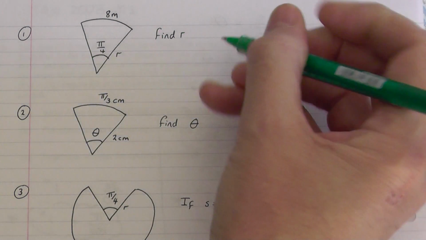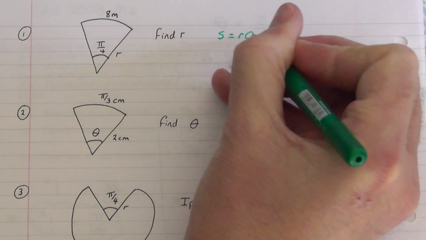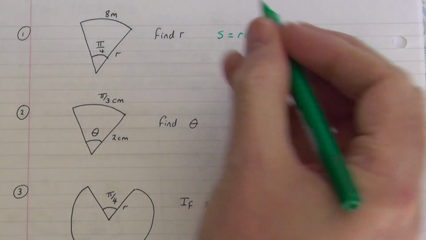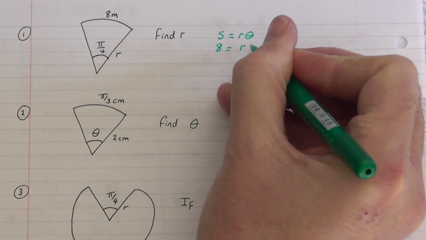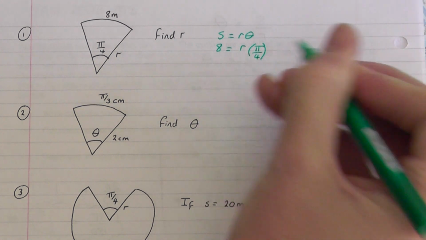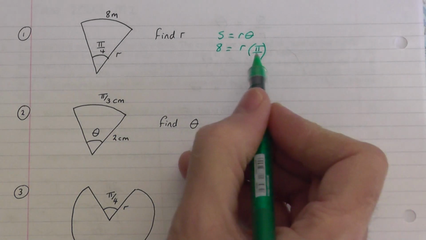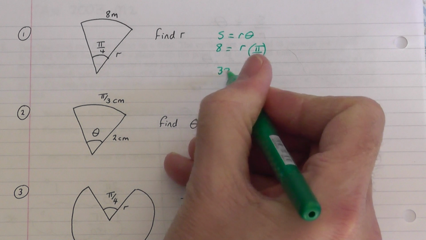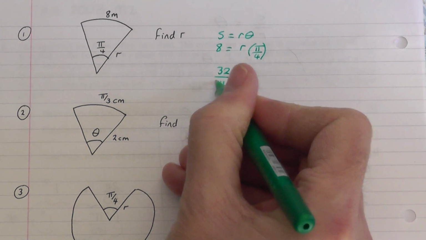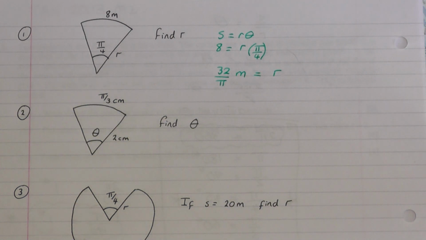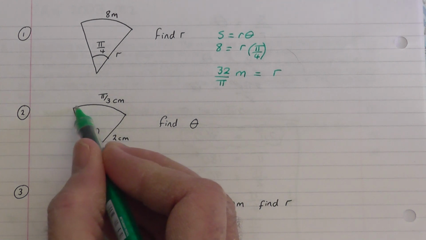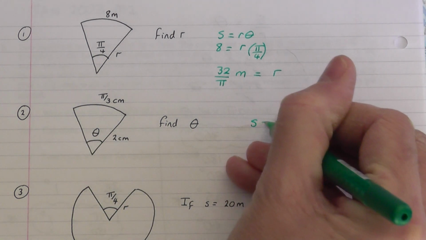Well, if you're told the arc length, the starting point would be to use s equals r theta. Substitute in, s we know is 8 meters, equals r times theta, which is pi by 4. So you get r times pi by 4. Okay, bit of algebra manipulation. Times both sides by 4, you get 32 on the left. Divide both sides by pi, 32 over pi. That's in meters, so that will be meters. So 32 over pi meters. Leave pi in the answer, unless you're told to get a decimal answer. Simple as that.